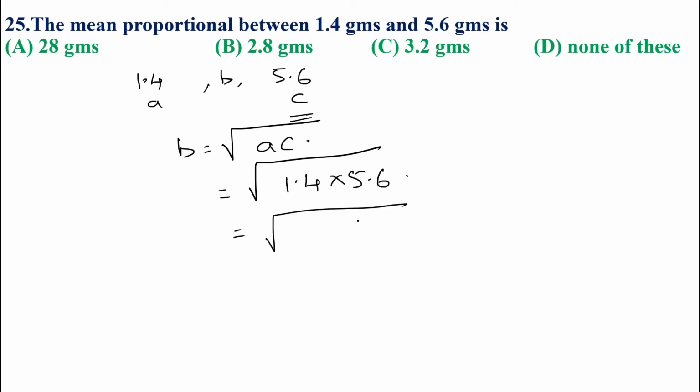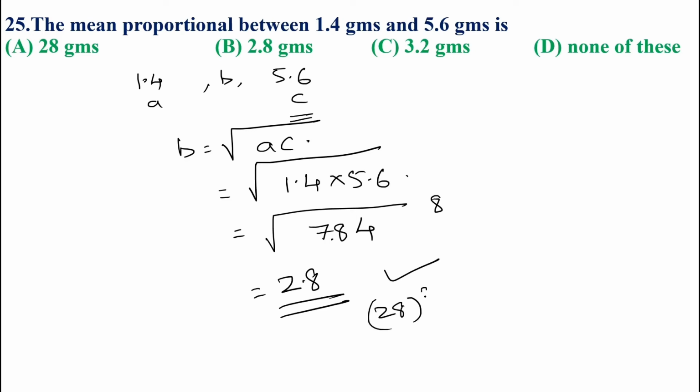14 6s are 84. So 14 5s are 70, 70 plus 8, 78. So with 2 decimal points, it is 7.84. So the answer is 2.8. 28 square is equal to 784.